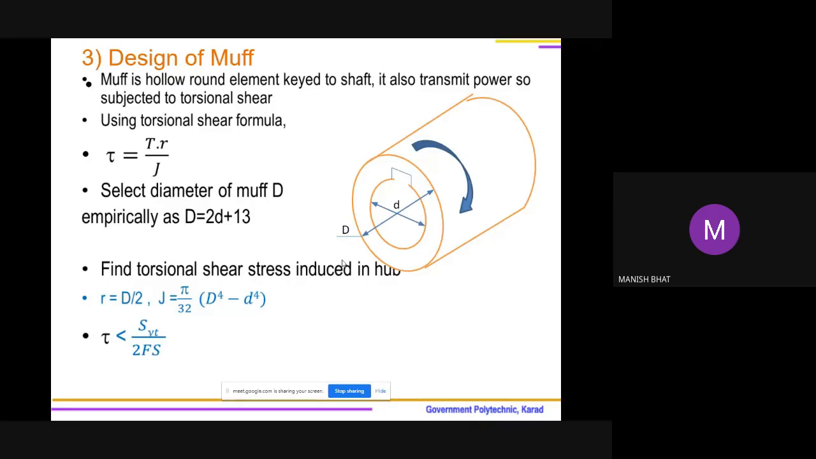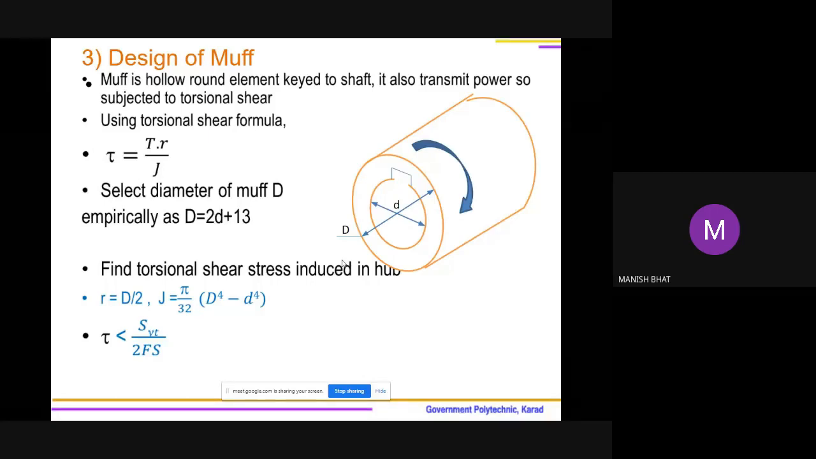The torsional shear stress induced in this particular hub should be less than SYT upon twice Fs. If the induced stress is less than SYT upon twice Fs, which is the permitted stress, we will say that the design of the muff is safe. Otherwise, we have to redesign. We have to increase the diameter D.